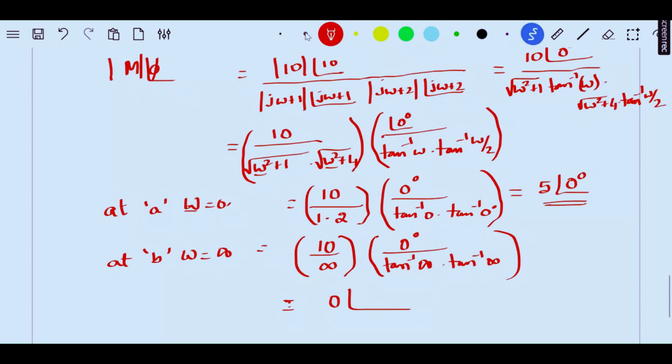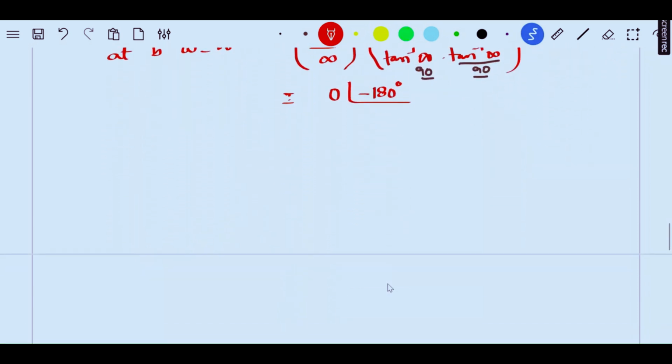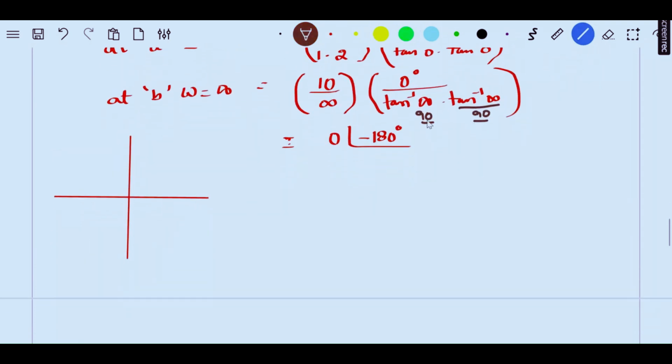At an angle, see, this is 0 degree, because tan inverse of infinity is 90, and tan inverse of another infinity is another 90. This 90 plus 90 becomes 180. And in the denominator, if it is 180 and I take it to the numerator, it becomes minus 180. So therefore, the magnitude is 0 and the angle is minus 180. So if I draw the trace for path AB, this is the path. Now at A you see that magnitude is 5 and angle is 0 degree.